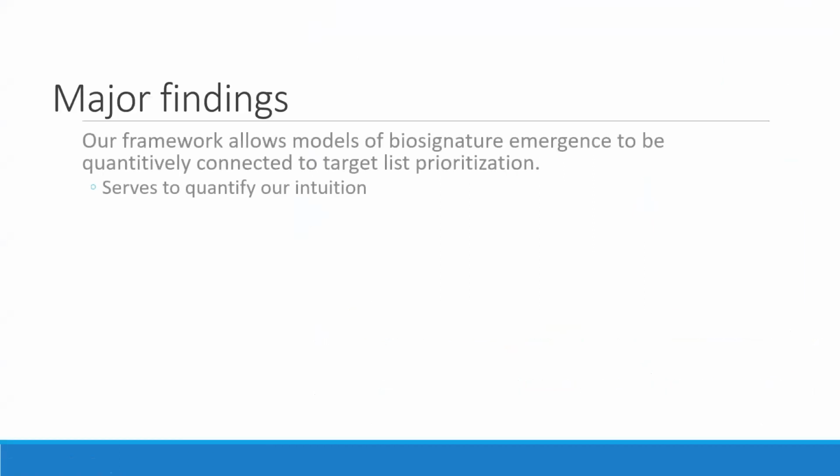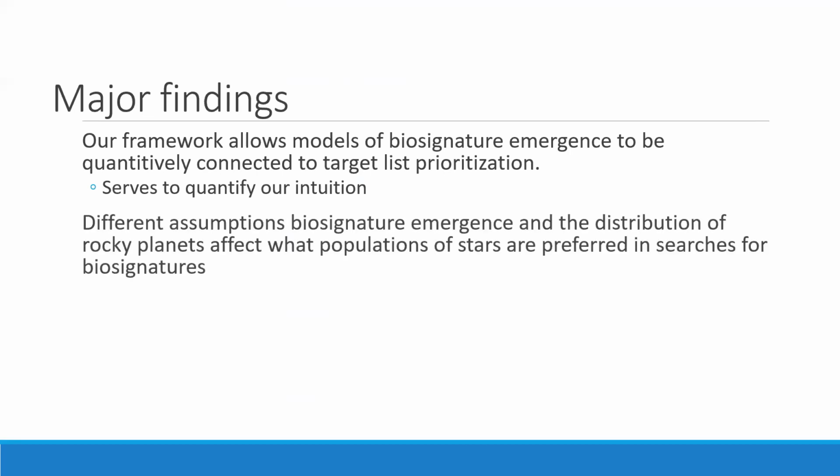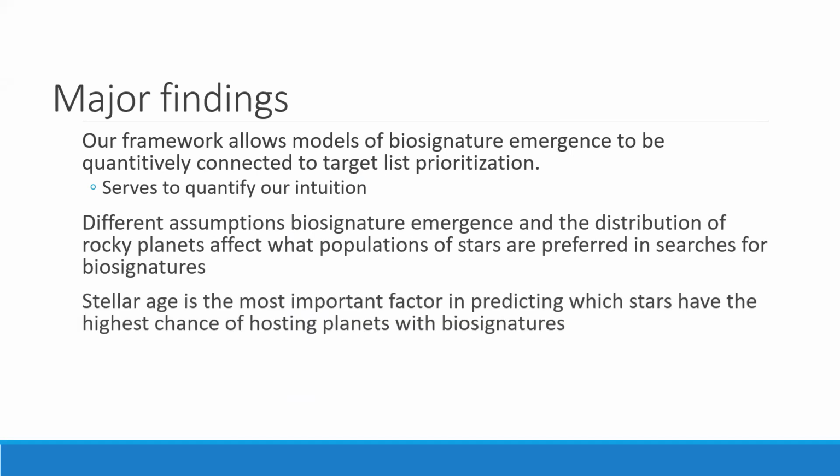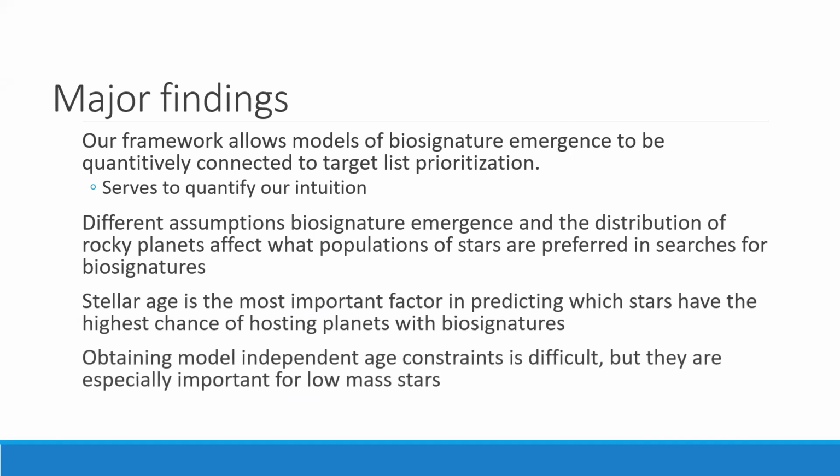So the major findings of our research are that our framework allows models of biosignature emergence to be quantitatively connected to target list prioritization, and this serves as a way to quantify our intuitions about which stars might be able to host planets that have biosignatures. And we found that different assumptions about biosignature emergence and the distribution of rocky planets affect which populations of stars are preferred in searches for biosignatures. And stellar age is potentially one of the most important factors in predicting which stars have the highest chance of hosting planets with biosignatures. And obtaining model-independent age constraints is difficult, but they're especially important for low-mass stars.